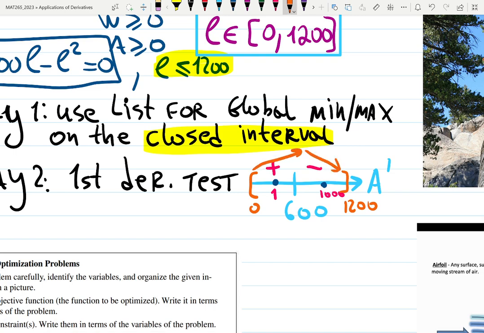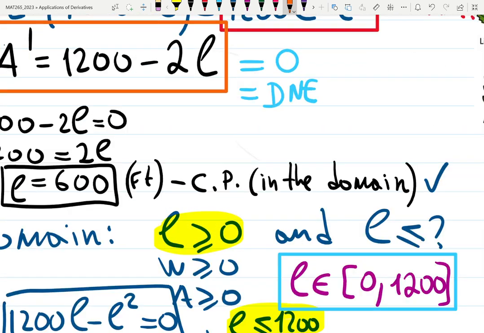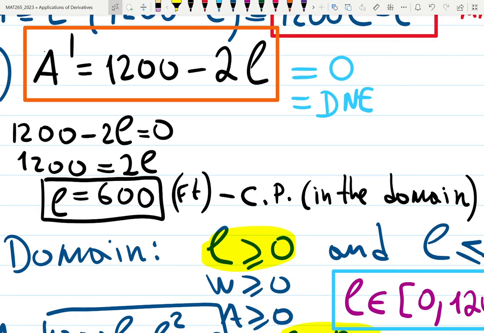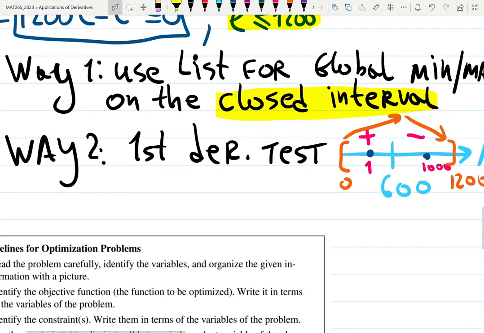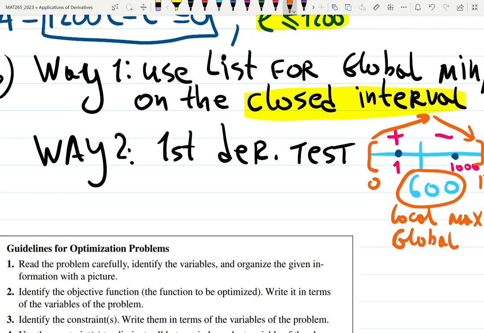Let's check. The derivative is 1200 minus 2L. Plug in 1, it is positive. Plug in something big, something that times 2 will be bigger than 1200. 1000 becomes 2000, becomes negative. Perfect. Since it's the only critical point, the function will never change direction. So that is the only critical point we have. Not only is it a local max, but because it's the only max, it's also a global max at the same time.